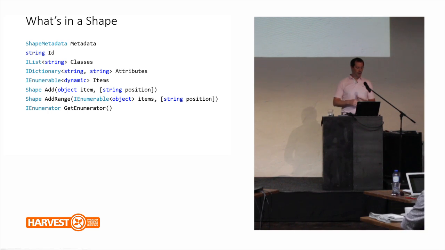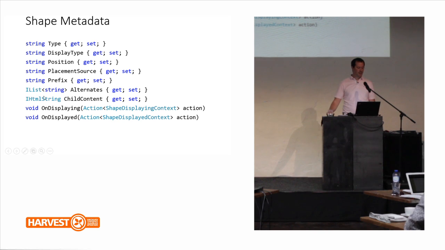And we'll see why. And to add elements to those items, you could say items.add, or you can just say add directly and optionally pass a position. So you could organize your sub-shapes by position. And also add range, and getEnumerator will list all the items. Shape metadata is very important, has lots of information on the shape itself, the type of the shape. So if you get an object, a dynamic object, and you want to know the type of shape it is, you just do shape.metadata.type.